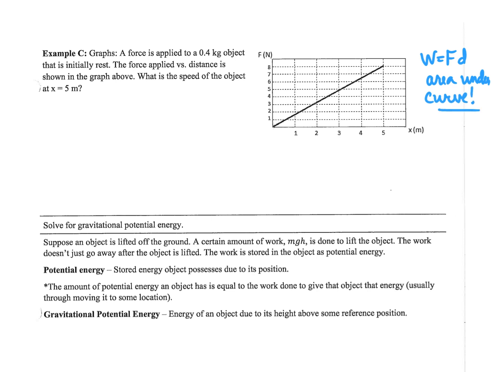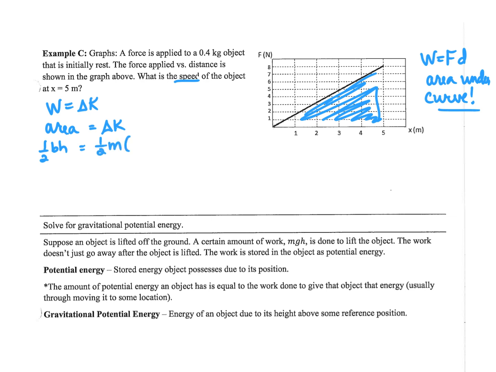Okay, so what is the area under the curve? It says, what's the speed of the object? Well, if we want to find the speed of the object, what do we know about work? Work is equal to change in kinetic energy. So we're going to take this area and set it equal to the change in kinetic energy. At 5, that means we're trying to find this entire area right here. Well, that is 1/2 base times height, right? And that's going to be equal to 1/2 the mass times v final squared minus v initial squared.